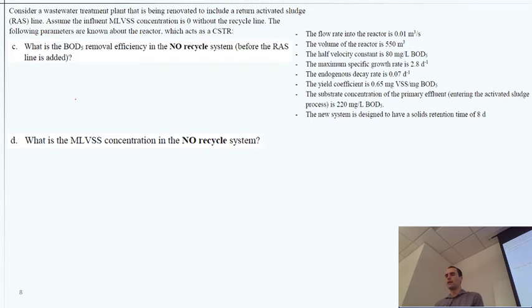What I'll say is for this, the efficiency, of course, is going to be S naught minus S, so the amount we started with minus what we ended with, divided by what we started with. And for part B or D, a mass balance on substrate concentration will get us there.